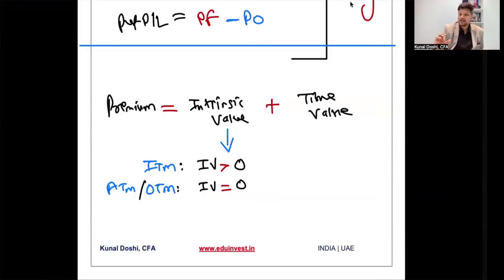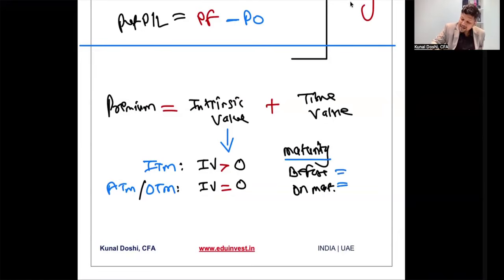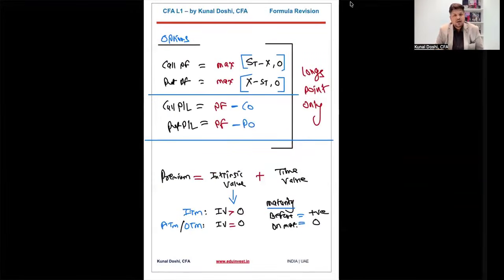Time value depends on the time. So before maturity and on maturity. Remember, before maturity, time value is positive. On maturity, time value is 0. Is this clear to the class? Everyone in the class? Check, confirm. Intrinsic value, time value. Very important. Okay. Yes. Any questions?